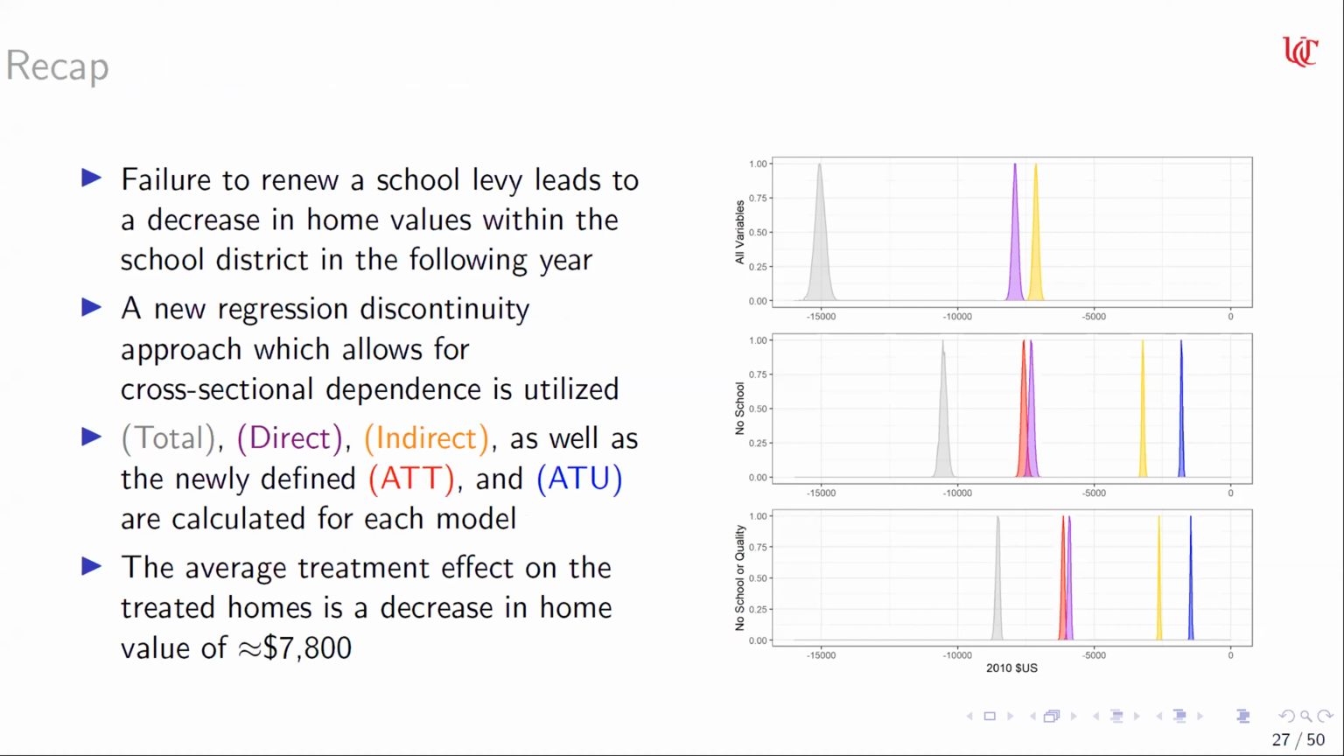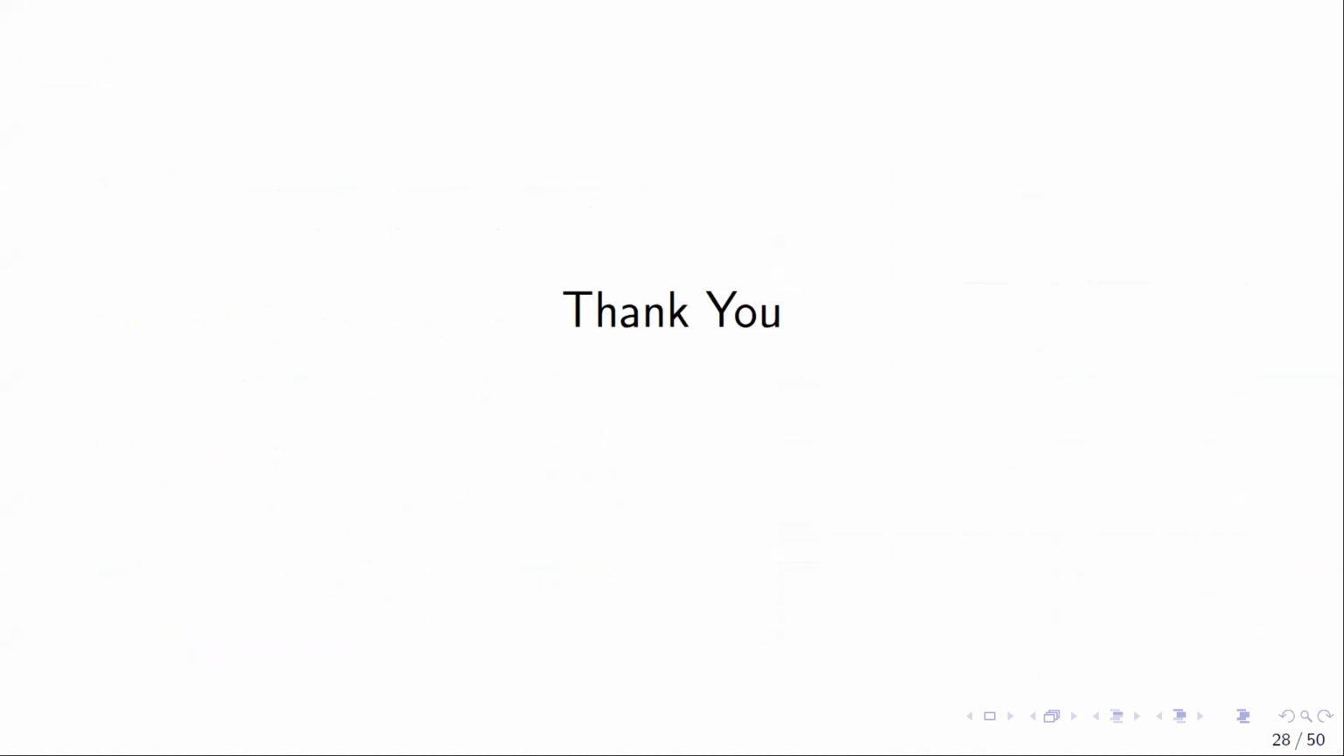So just a quick recap, failure to renew a school levy is going to lead to a decrease in home values within a school district in the following year. And I use a new regression discontinuity approach, which controls for cross-sectional dependence, and develop an average treatment on the treated and average treatment on the untreated, and come up with about a $7,800 decrease in home prices on the treated homes as a result of failing a renewal school levy. So that's it.